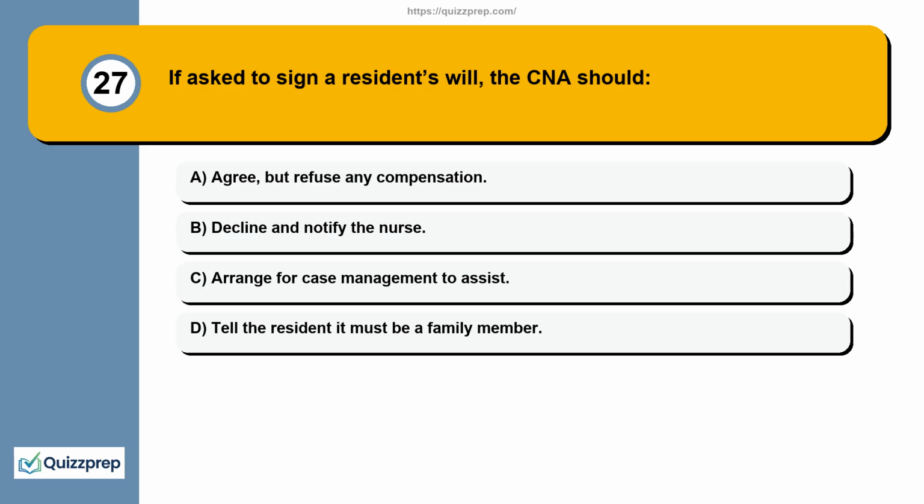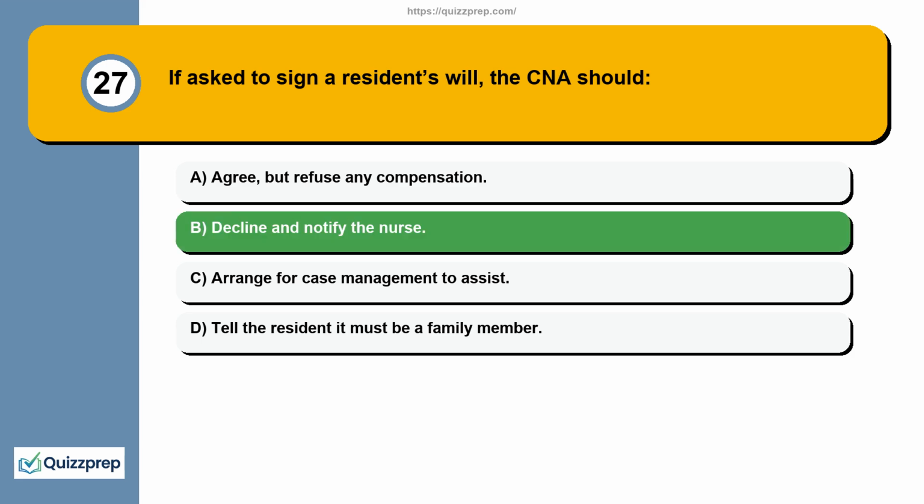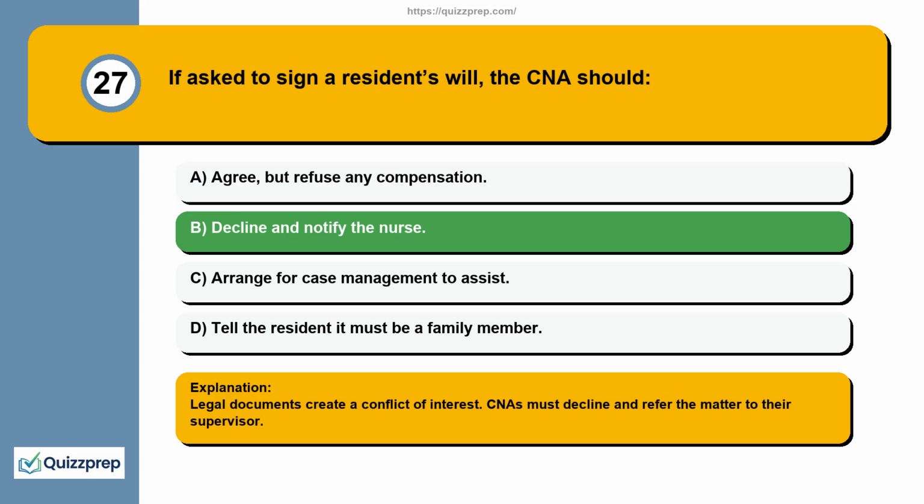Question 27. If asked to sign a resident's will, the CNA should agree but refuse any compensation, decline and notify the nurse, arrange for case management to assist, tell the resident it must be a family member. Legal documents create a conflict of interest. CNAs must decline and refer the matter to their supervisor.